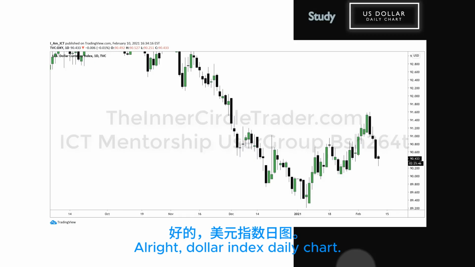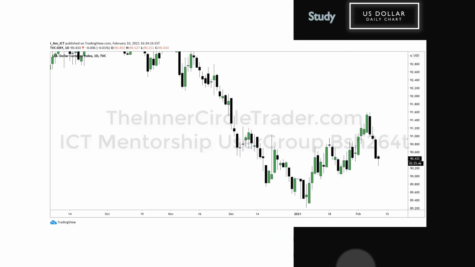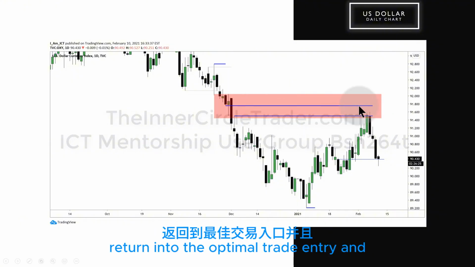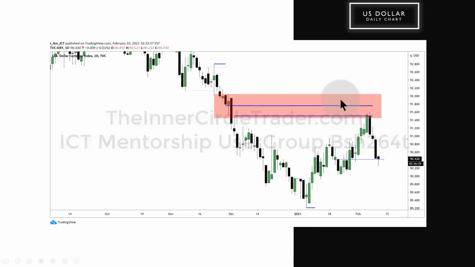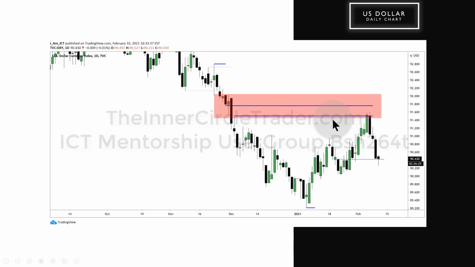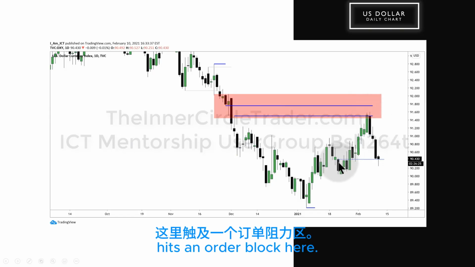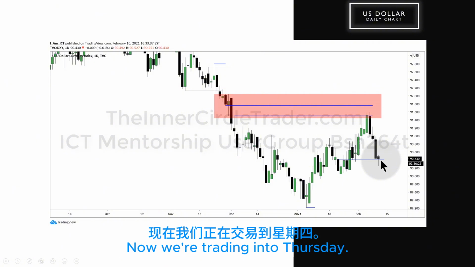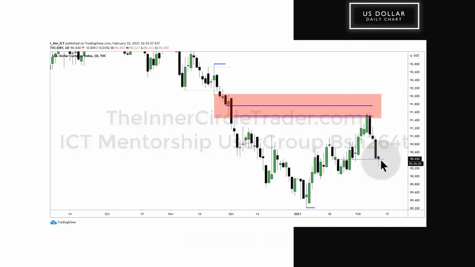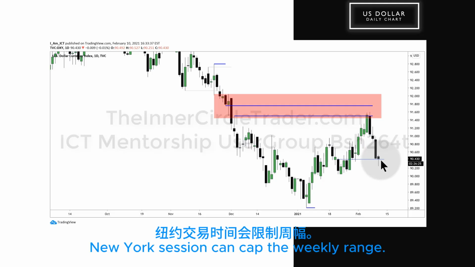All right, dollar index daily chart. So basically we have seen the return into the optimal trade entry. And then we have redelivered rebalance. Trades up into that, sells off, hits an order block here. Now we're trading into Thursday. So Thursday typically by New York session can cap the weekly range.